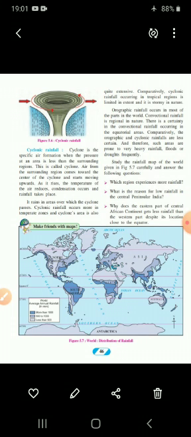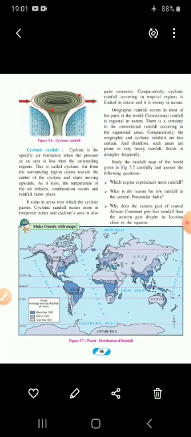Understood? Second question, what is the reason for the low rainfall at the central peninsular India? Because it is far away from the equatorial region. So the reason we are supposed to write down is why we witness less rainfall in the central peninsular India. Besides these, there is different variation in rainfall.